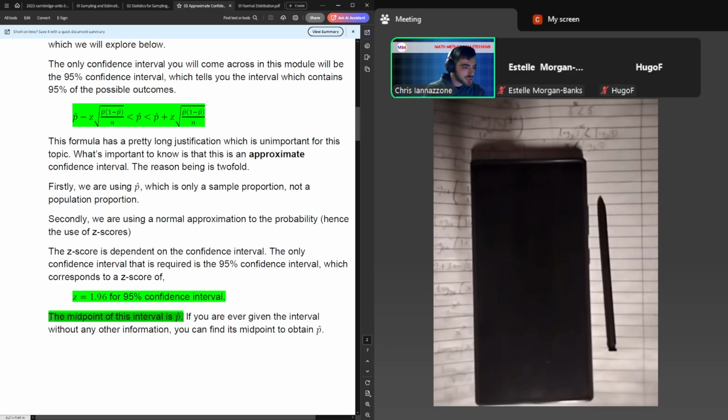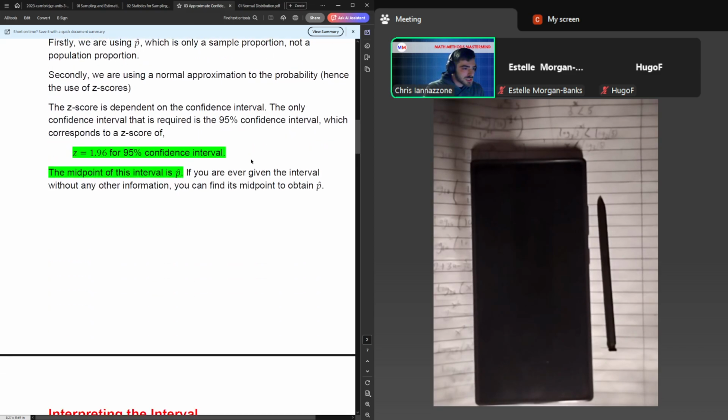One thing that's worth pointing out, the midpoint of this interval is always p hat. Right, if you notice, the equation is p hat plus some number of standard deviations and p hat minus some number of standard deviations. So if you have some middle point and you go plus and minus some distance either side of it, the middle is always going to be where you started.